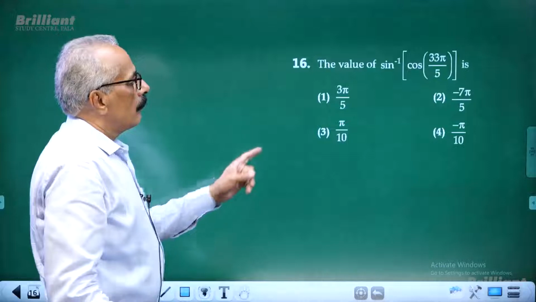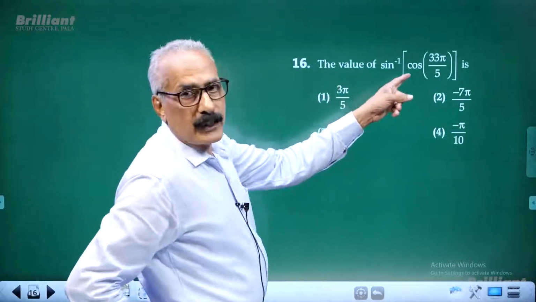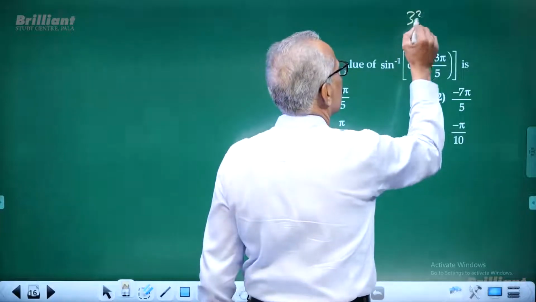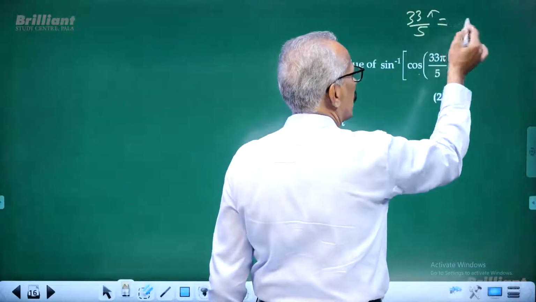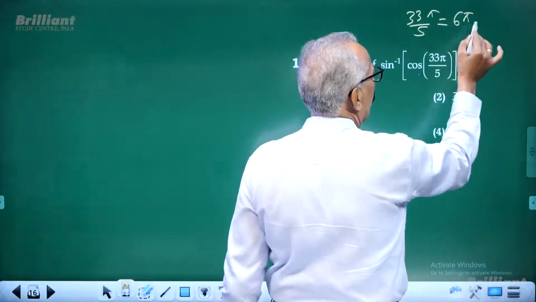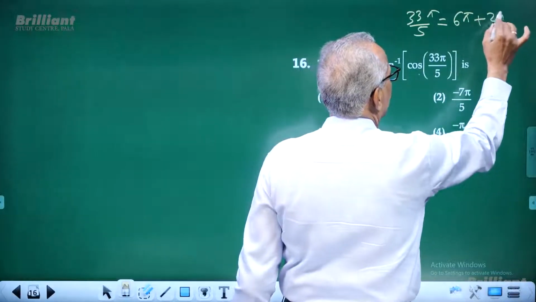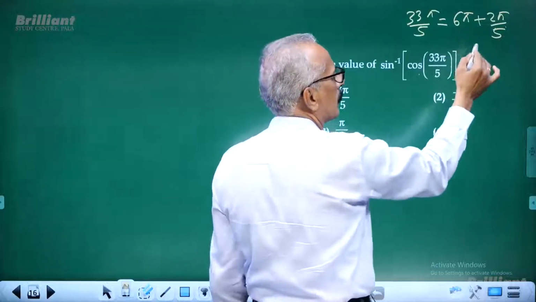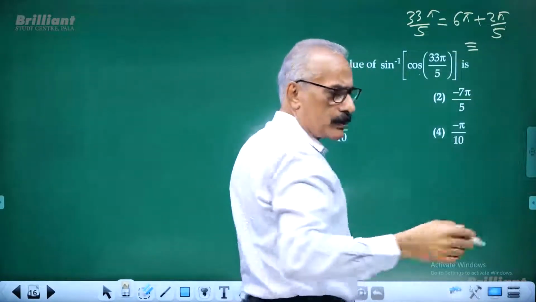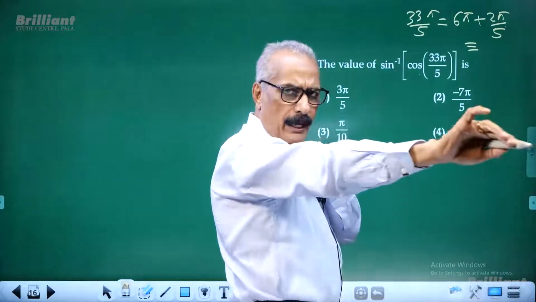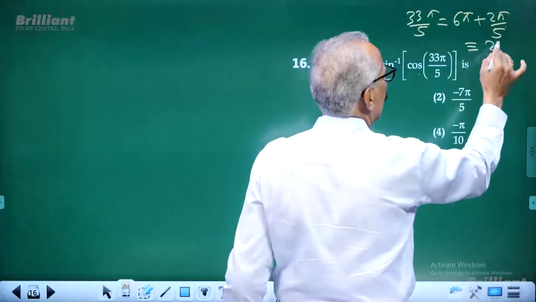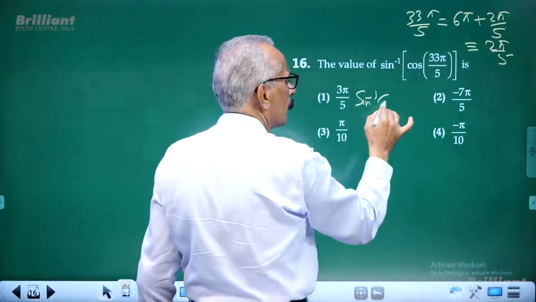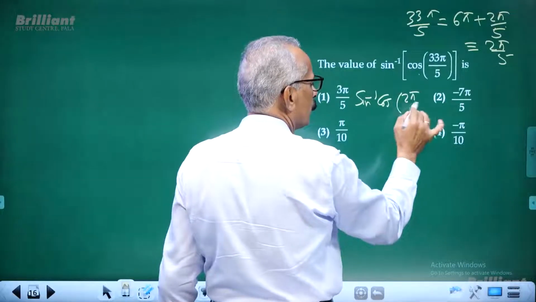Okay. The value of sine inverse cos of 33 pi by 5. Similar question. 33 pi by 5 means 6 pi plus 2 pi by 5. Am I right? 30 plus 2. Correct. 6 pi is nothing but 0, means on the initial line, the positive x-axis. So, it's equivalent to 2 pi by 5. So, the question is sine inverse cos of 2 pi by 5.